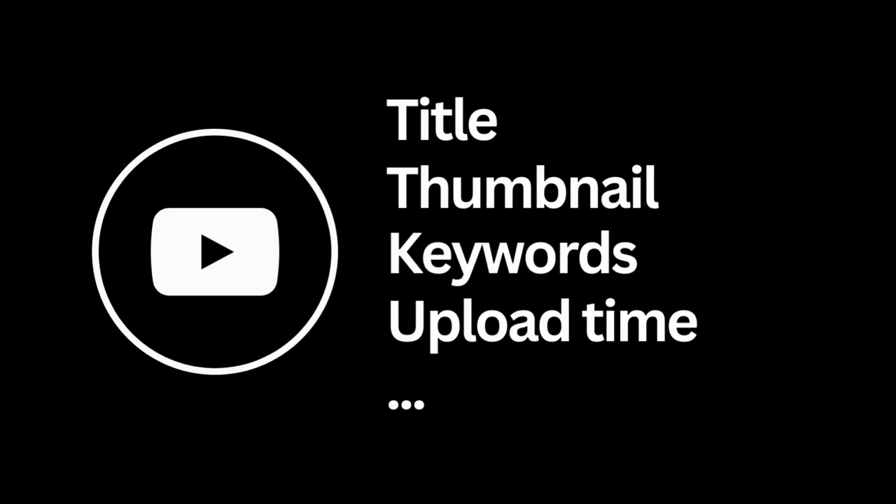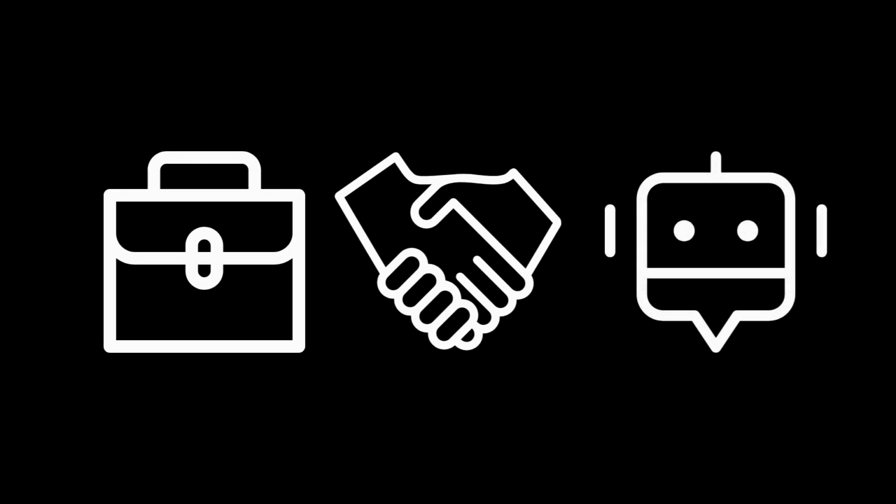Well, let's start with what makes a good YouTube video. The amount of views you get depends on many things like the title, the thumbnail, keywords, upload time, and so on. At first, this might seem a lot of work to get it all right. Luckily, you're not on your own. ChatGPT can help you with this. Let me give you an example.